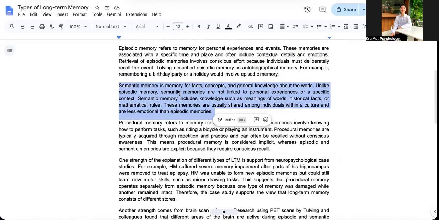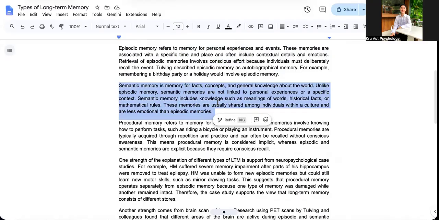Otherwise, it will be too short for this paragraph if we were to divide each type of long-term memory into one paragraph each. These memories are usually shared among individuals within a culture and are less emotional than episodic memories. So is it explicit or implicit, declarative or non-declarative? I'm trying to think about that. It wouldn't be implicit, it wouldn't be non-declarative. So this also requires conscious effort, and maybe because of that, I didn't put that in this paragraph.